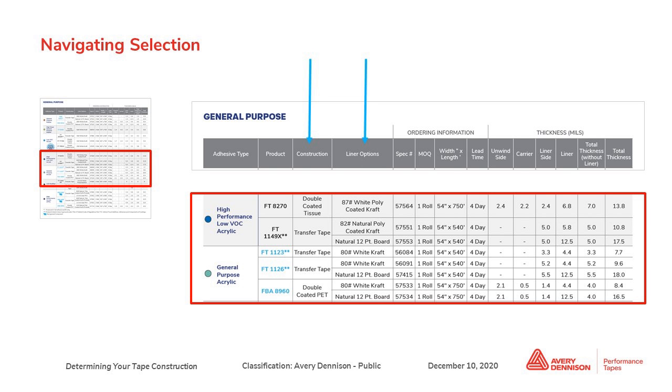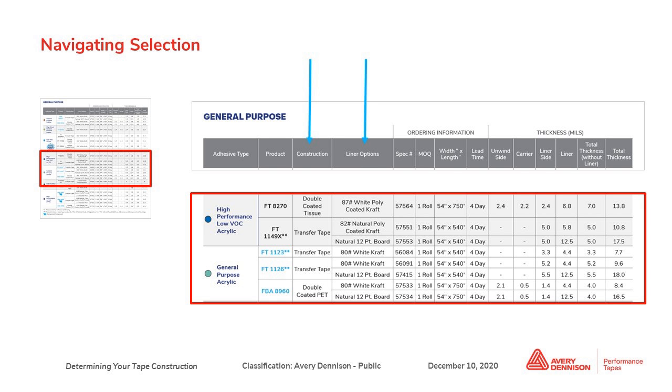And before we go directly into the examples, it's just a reminder about how to navigate selection, especially when it comes to constructions and liners here. So Deanne showed you the larger product selection tool and the portfolio and all the features within it. Again, we group our products by adhesive type within the core series.